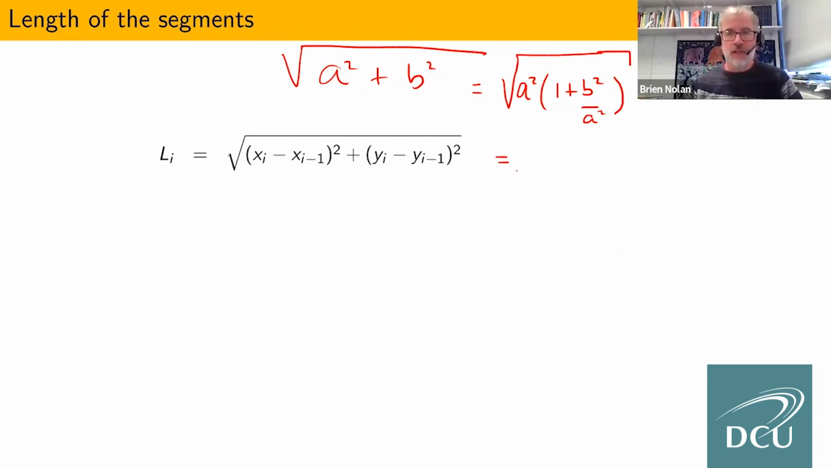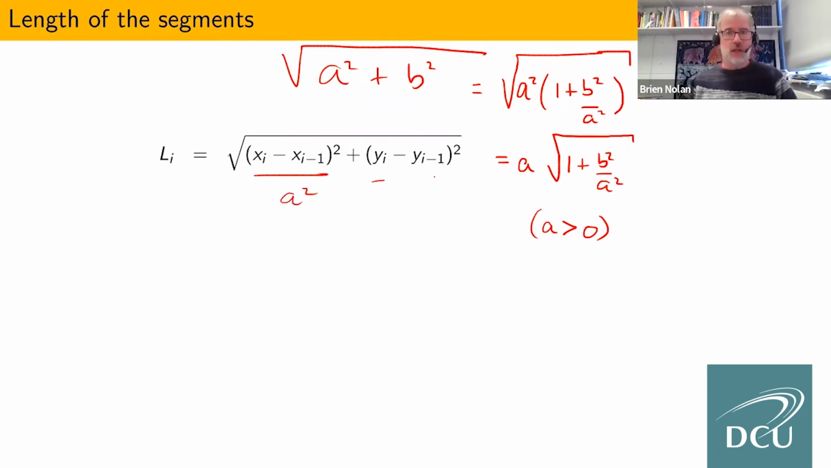And then what I can do is take the a outside, and I'll be left on the inside with 1 plus b squared over a squared. And of course, you're saying, hold on a minute, it can't just be a because a might be negative. This should be the absolute value of a. So I'll just note that in this context, the number a is going to be a positive number. So this square root of a squared plus b squared, there's my a squared and there's my b squared. We can sort that out using the steps that I've just shown. Why am I doing this? Because it's going to be useful.